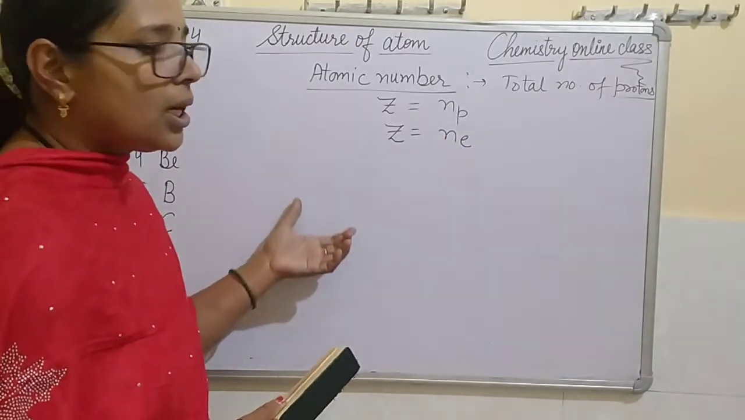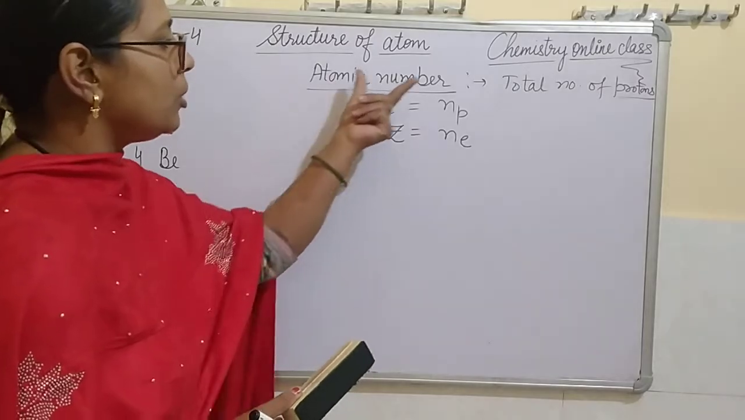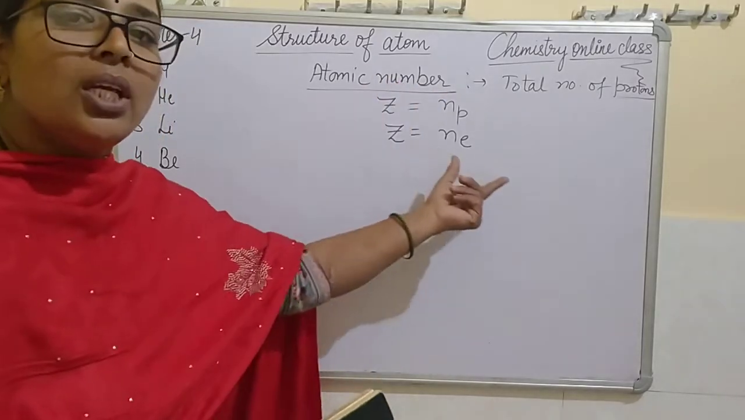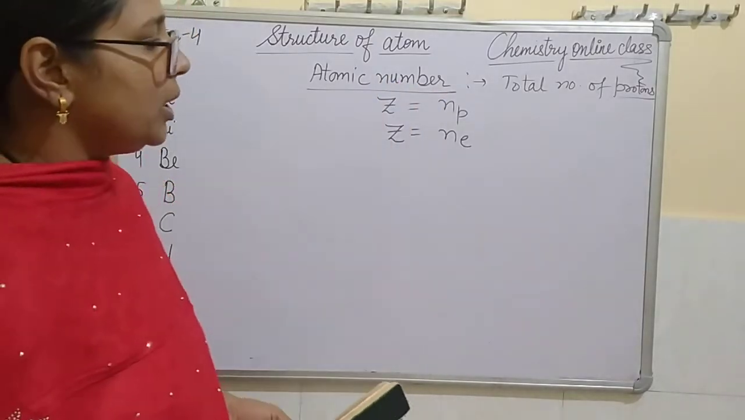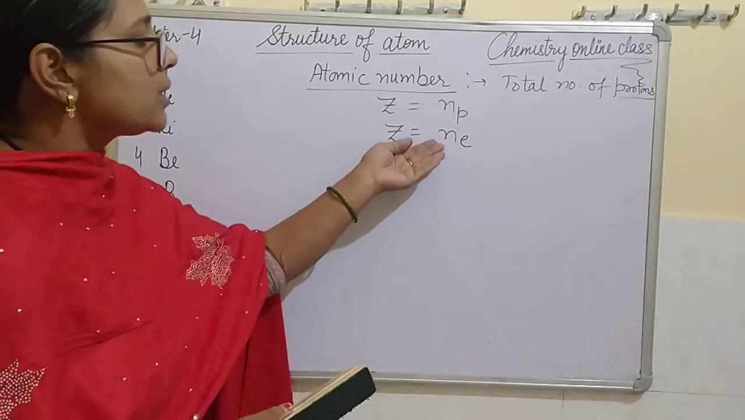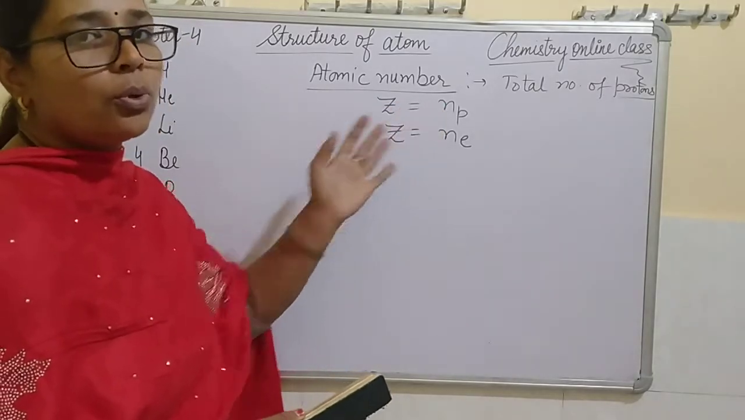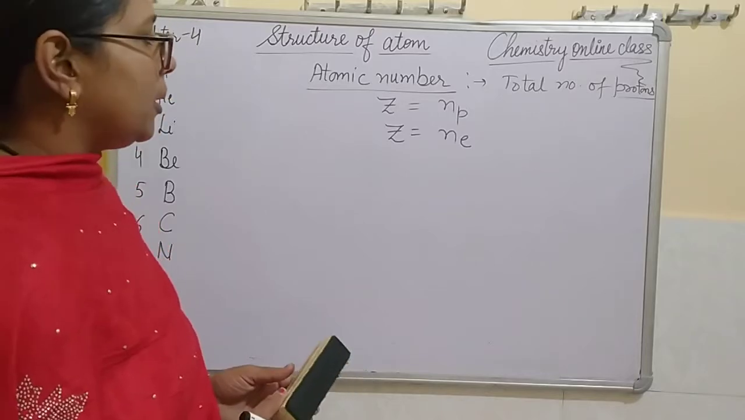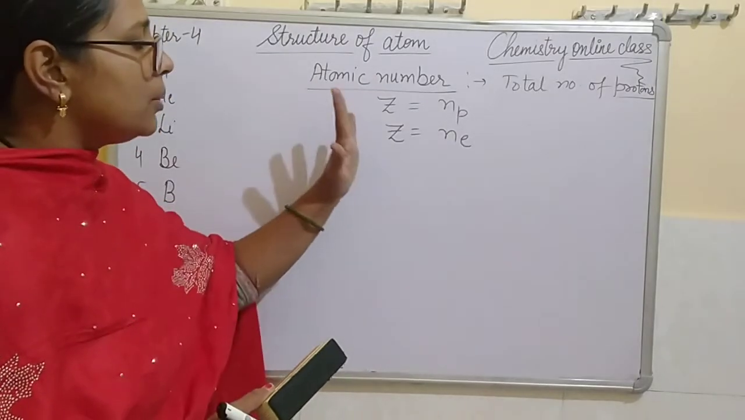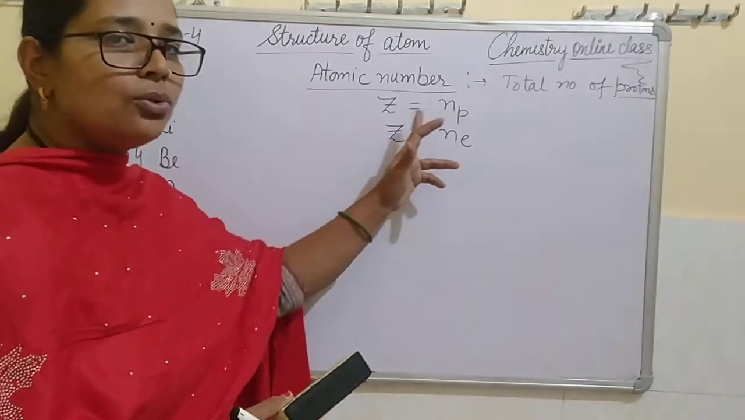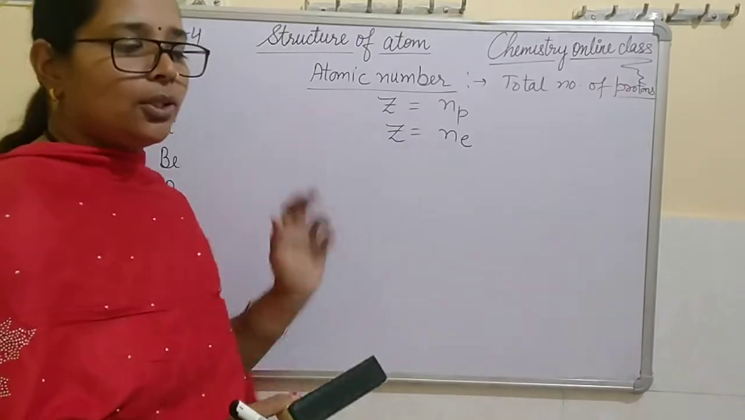एक एलिमेंट का या एक एटम का जो उसका एटॉमिक नंबर है वही उसके नंबर ऑफ इलेक्ट्रॉन्स को भी रिप्रेजेंट करता है, and the same are the number of protons in that atom. So atomic number is either the number of protons or number of electrons.